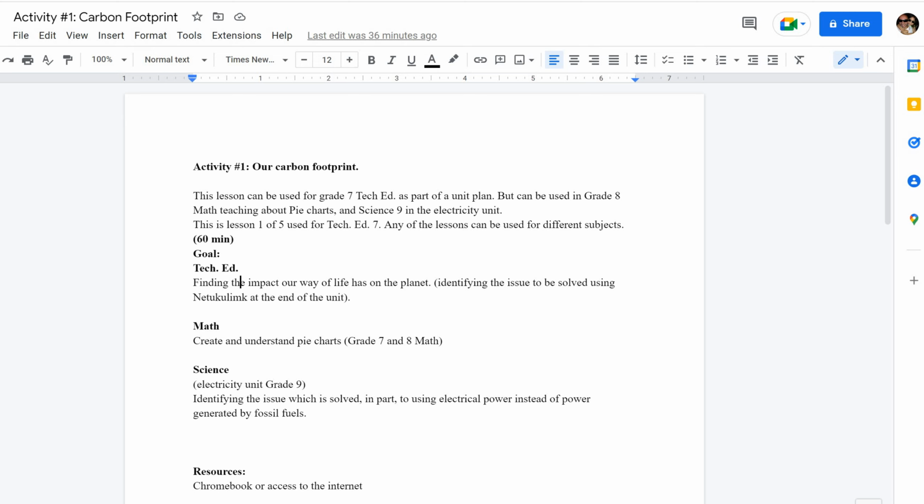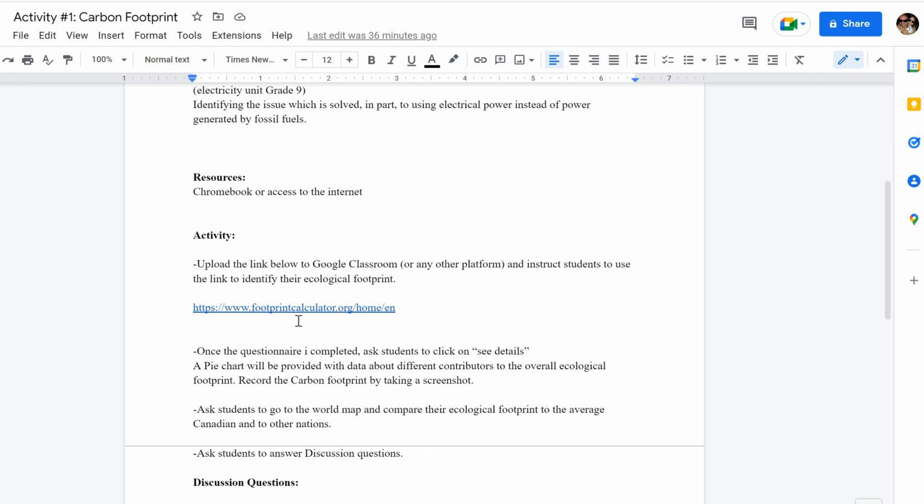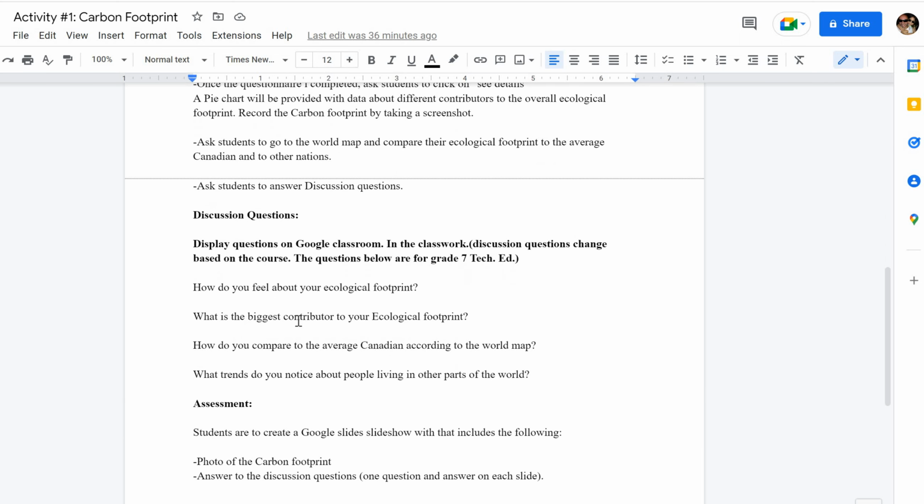So the first lesson would be to find the carbon footprint using the website here with the link. They can answer the questionnaire. And once they find their carbon footprint, we can use the tool also to compare our carbon footprint in Canada with other places in the world.